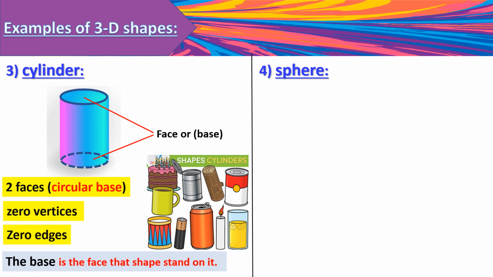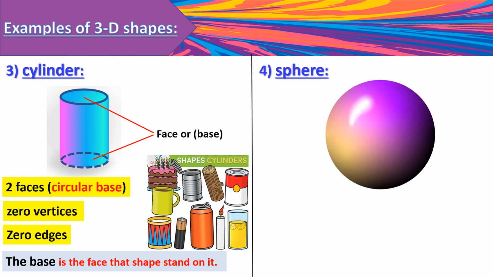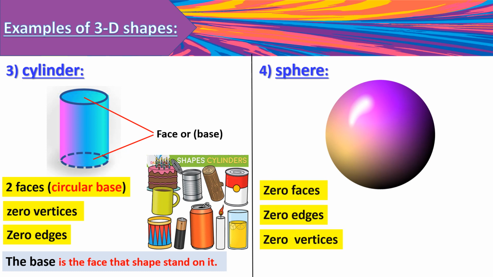Okay, now let's move to sphere. Sphere. It's like a ball. Does this ball have any faces? We said that a face is a flat surface. We can put our marker on it and it will not fall. Can we put our marker on this ball or on this sphere? No. So it has zero faces, zero edges, and zero vertices.